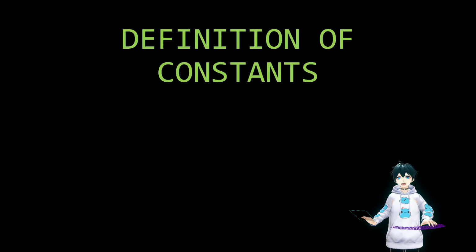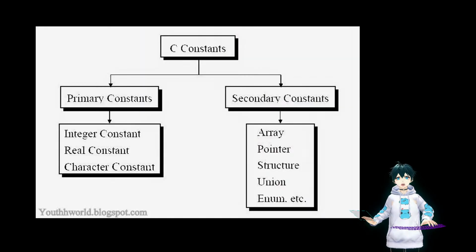Moving on towards constants. A constant is an entity that never changes. Its value remains fixed overall. Constants in programming languages are also called literals. Next up is types of constants in C.